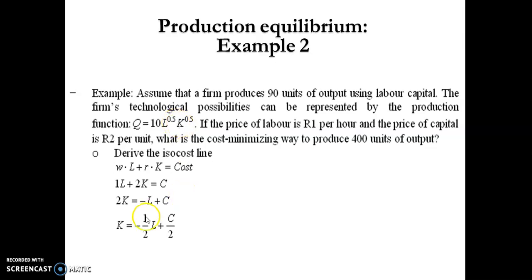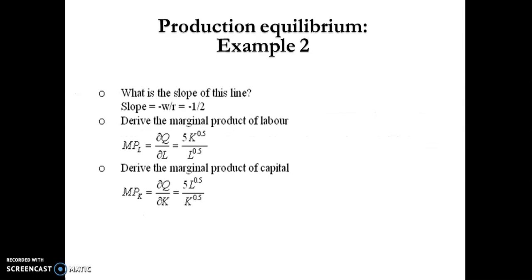So therefore, for your marginal product of labor, the partial derivative is going to be 5K to the half. K was still there, but L to the half was L to the minus a half. So therefore you can write it as L to the half, and place it in the denominator.